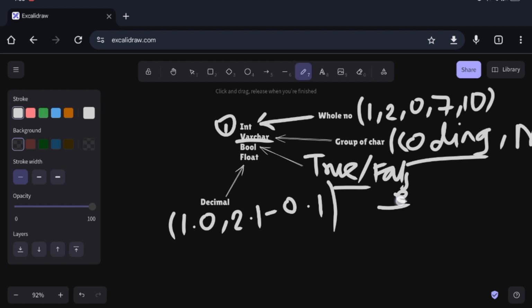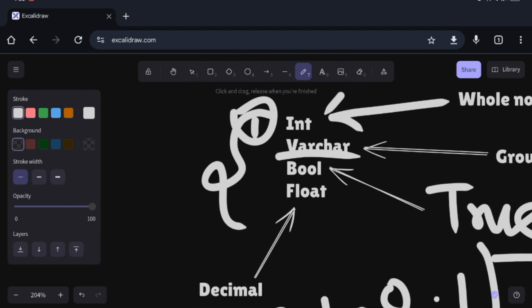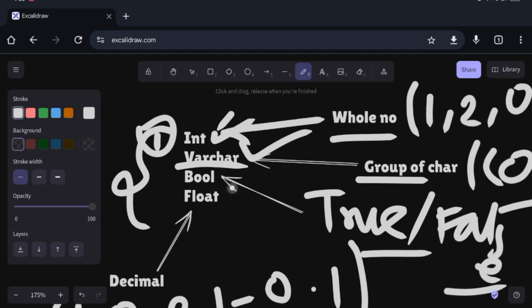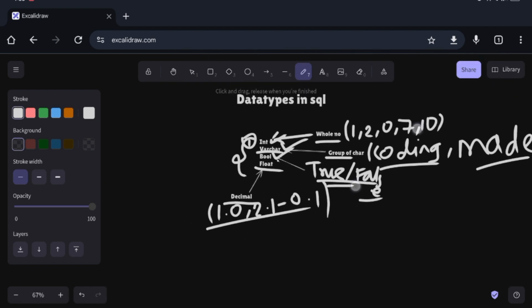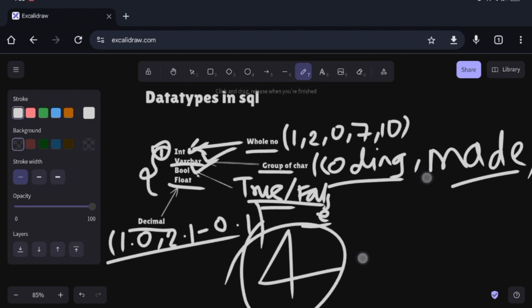So these were the four data types in SQL that are used very much. Integer means the whole number, varchar means a group of characters, boolean means the value which is present in true false, and float means the value which is present in decimal form. In this video we have shown all about the data types in SQL.